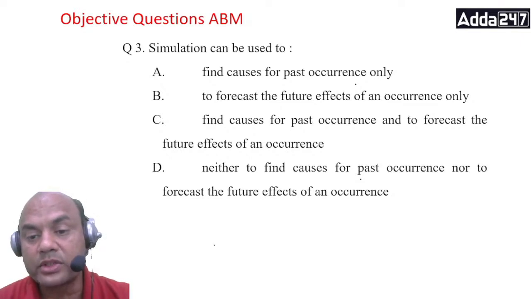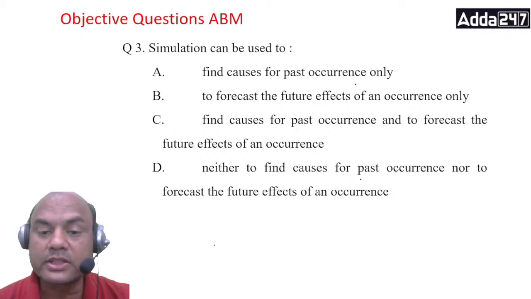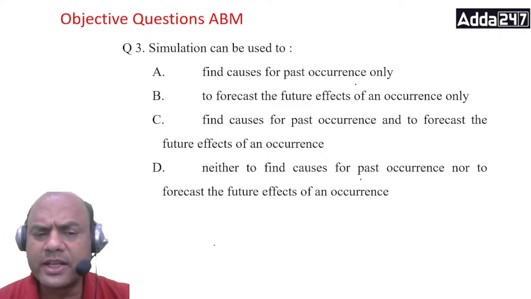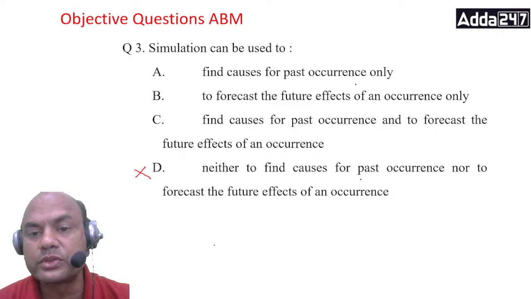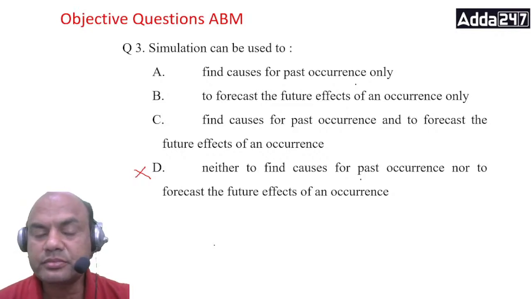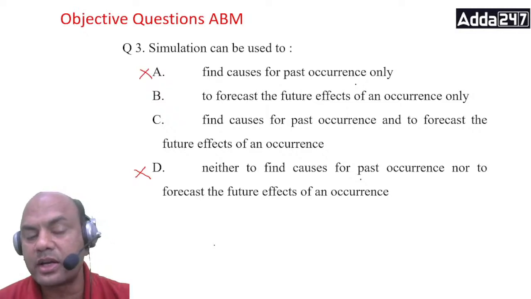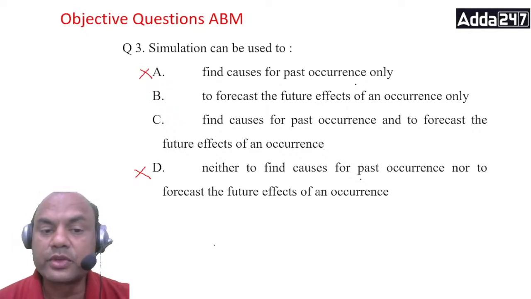Neither to find out the causes of past occurrence nor to forecast the future effects of any occurrence. Now obviously D is not the answer, okay? Now only you will get confused over here whether to type A or B or C. Again you will get confused between B and C, because A is also past occurrence only, that is not the right answer.